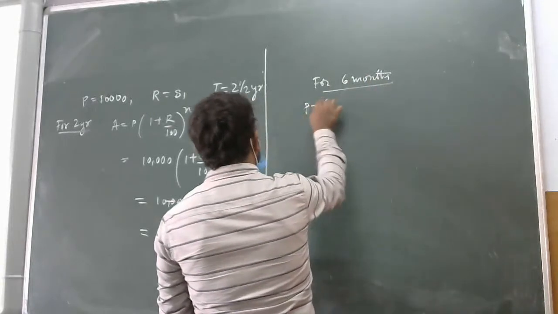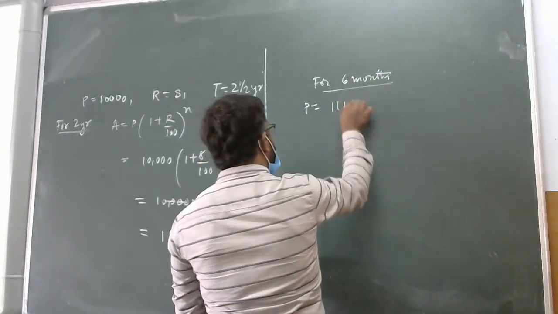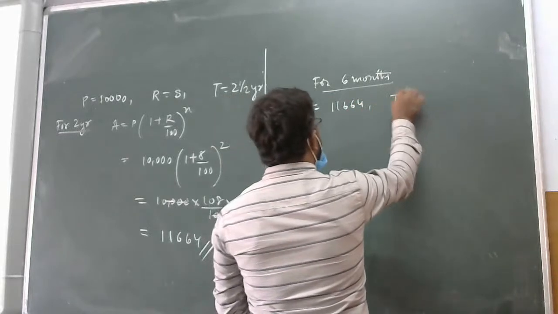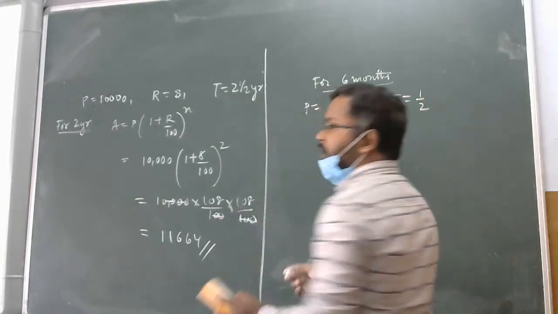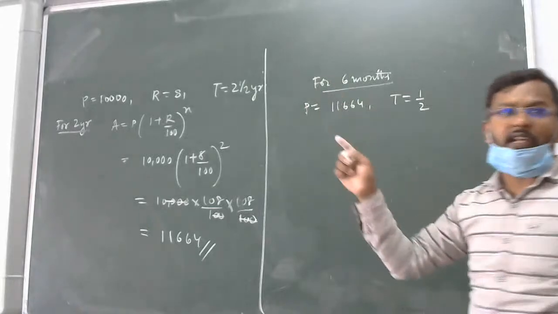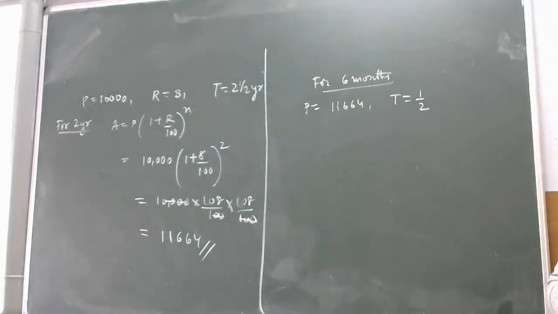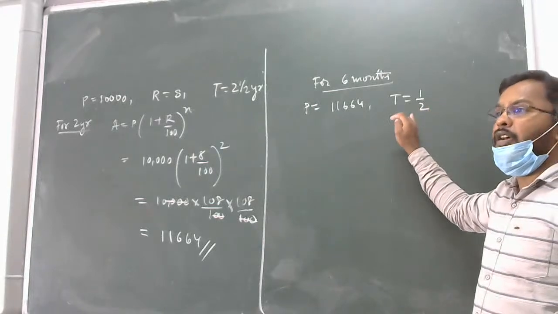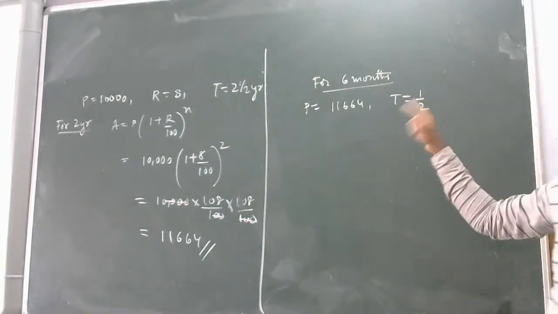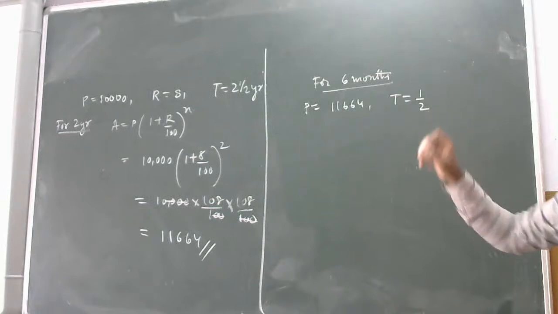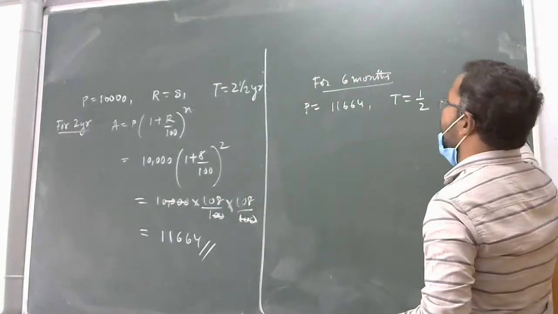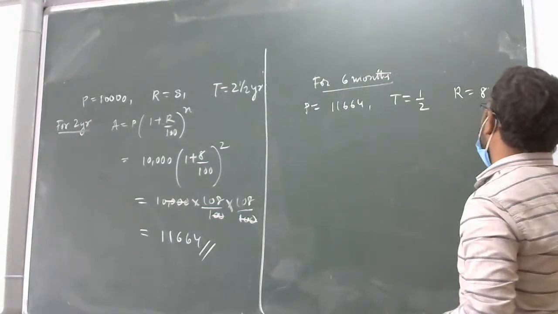Your principal will be 11,664. Time period will be 6 months, which is nothing but 6 by 12, and when you simplify, it will be half, 1 by 2. Time period always has to be in years, not in months. And the rate of interest will remain the same, that is 8%.